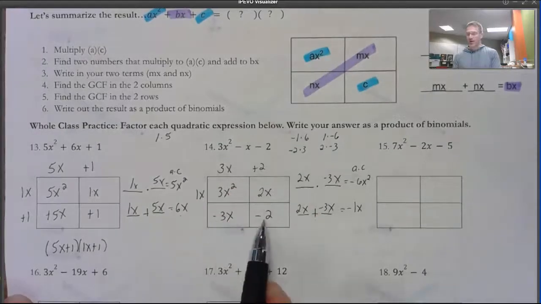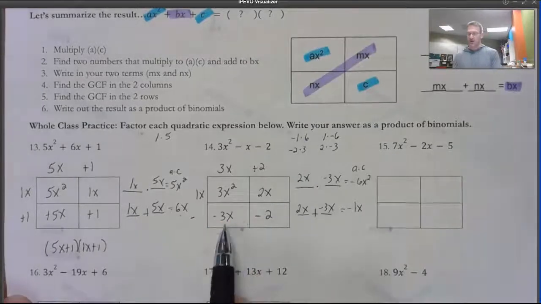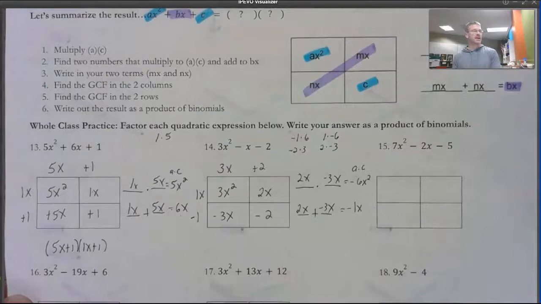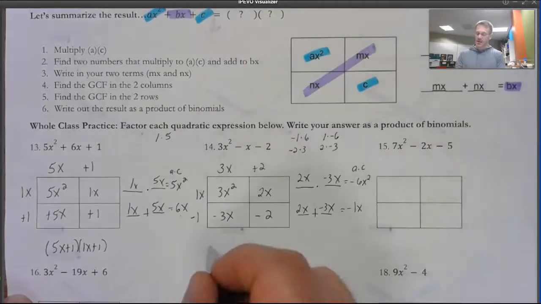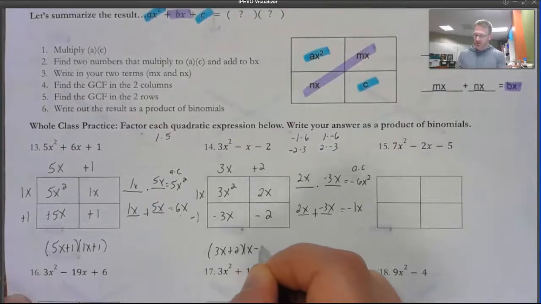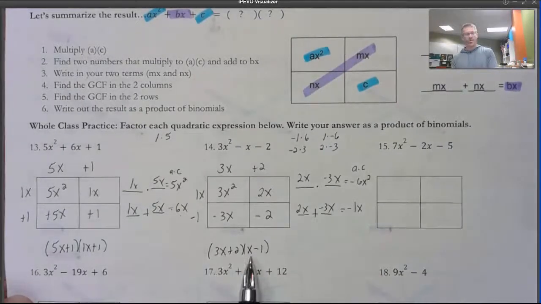Now when I look at this one, notice they're both negative, so I can take a negative out of that. The biggest number that goes into 3 and 2 is 1, and they don't share any x's, so I can't take any x's out. So that means I must have started with 3x plus 2 times x minus 1. And once again, if you were to multiply this out, like we've done before, you should get your original expression right here.